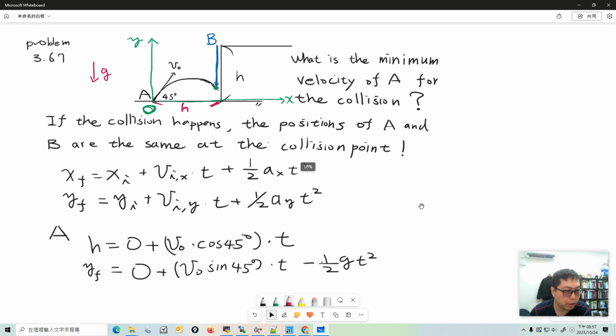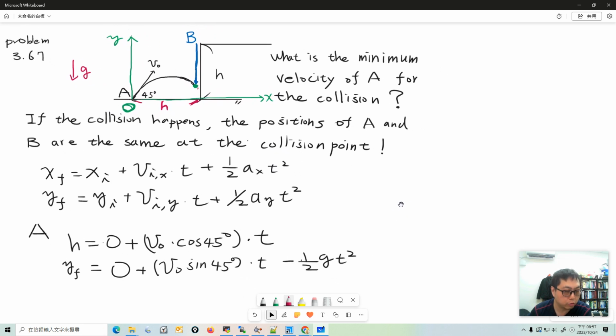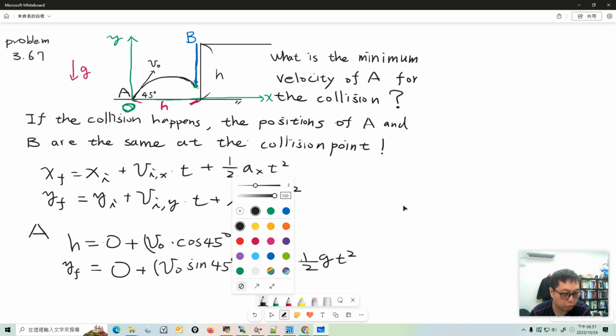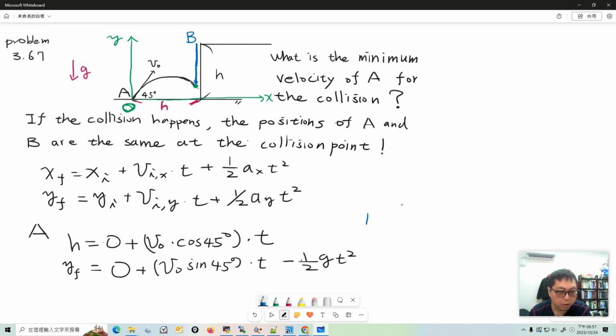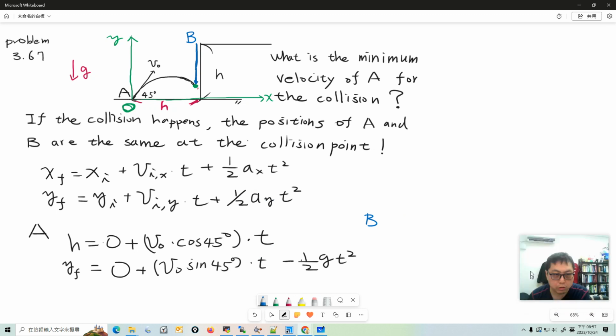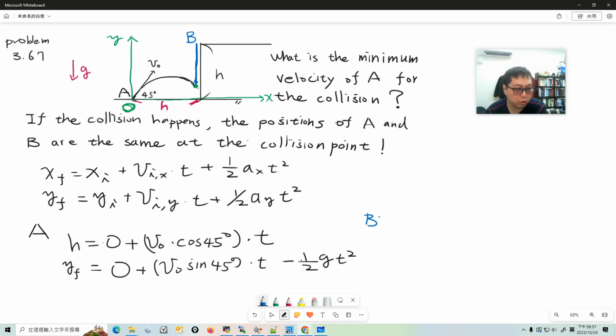Let's write down the equation of motion of B. The equation of B is much easier, because it's just free falling. B is doing free falling, so its x coordinate is always the same. So for B, xf equals h.